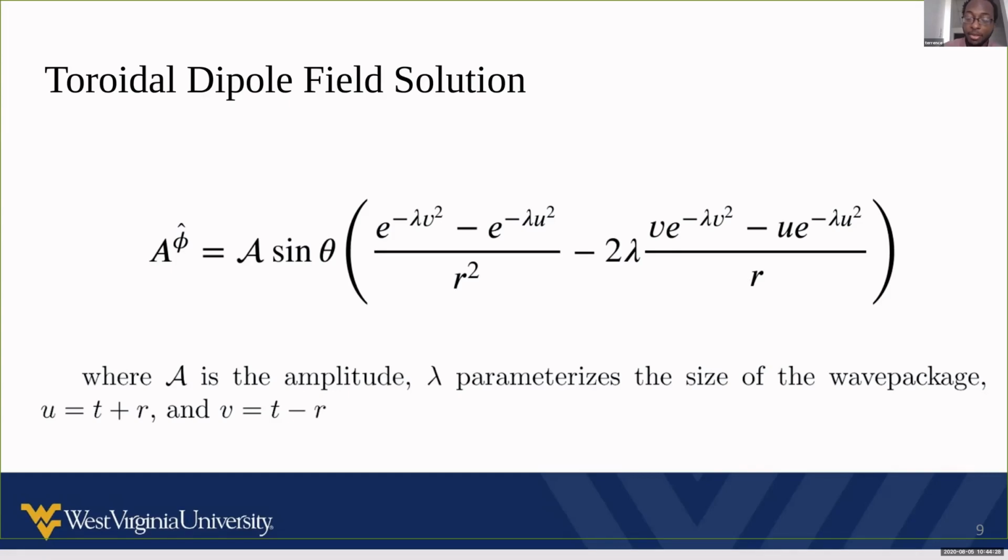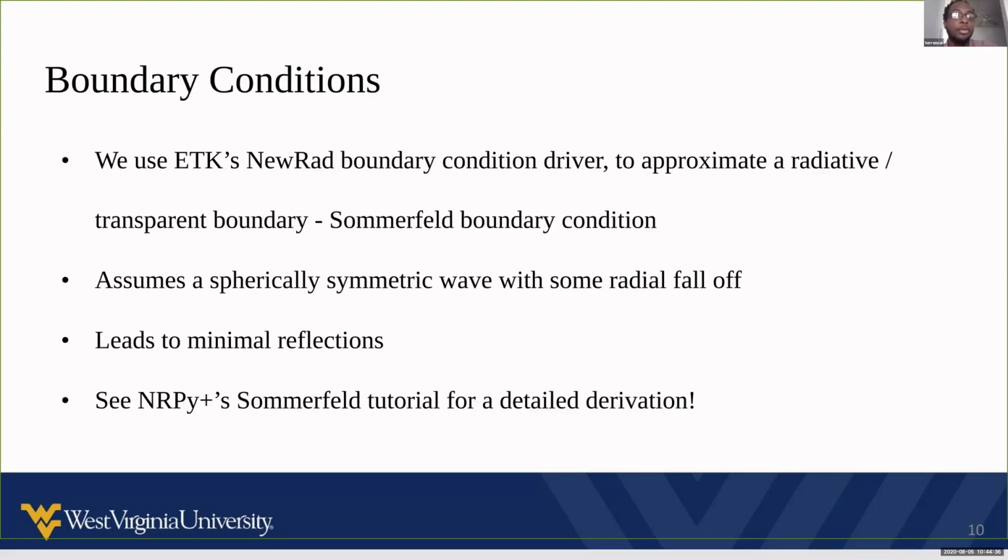Now that we have our evolution equations and our initial data, we need boundary conditions. To really see whether or not these error modes propagate, we'll use a radiative boundary condition, or the Sommerfeld boundary condition. The basic idea is that it assumes a spherically symmetric wave with some radial fall off. Again, we want to see those waves propagate through that transparent boundary, and this leads to minimal reflections. If you'd like a more detailed derivation, please see NRPy's Sommerfeld tutorial, which Zach and I wrote.